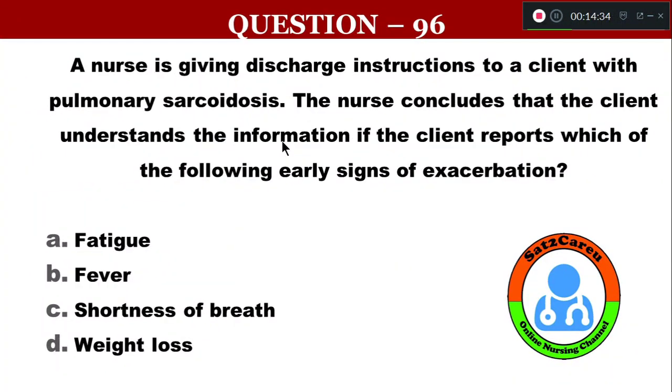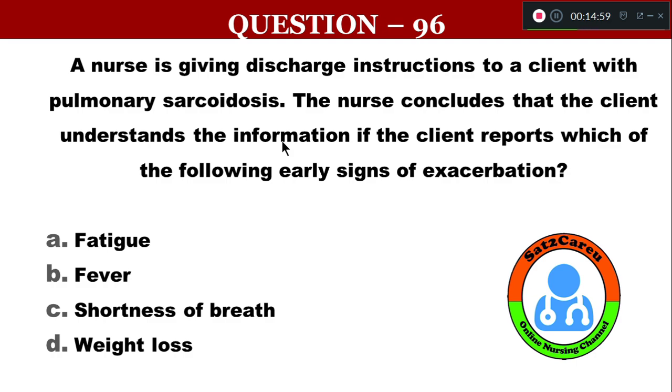Question number 96. A nurse is giving discharge instruction to a client with pulmonary sarcoidosis. The nurse concludes that the client understands the information if the client reports which of the following as the early signs of exacerbation. Option A, fatigue. B, fever. C, shortness of breath. D, weight loss.